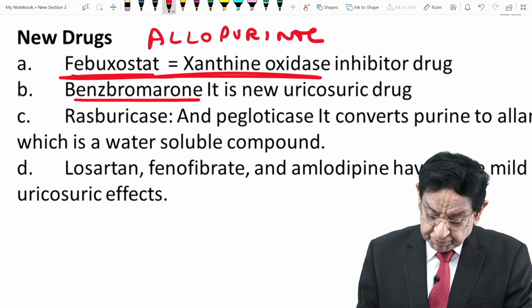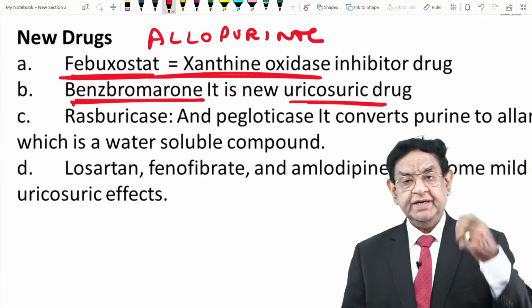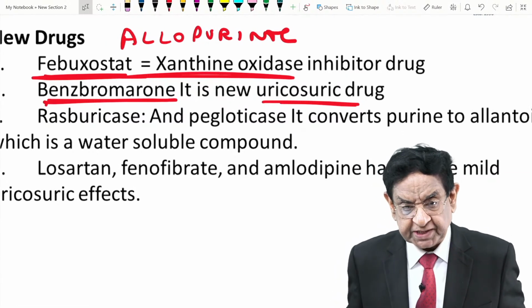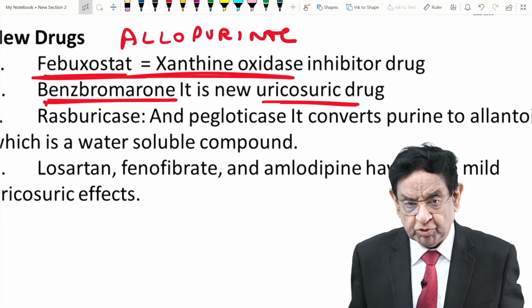Then we have benzbromarone. It's a type of new uricosuric drug. It causes increased uric acid excretion in the urine, benzbromarone.